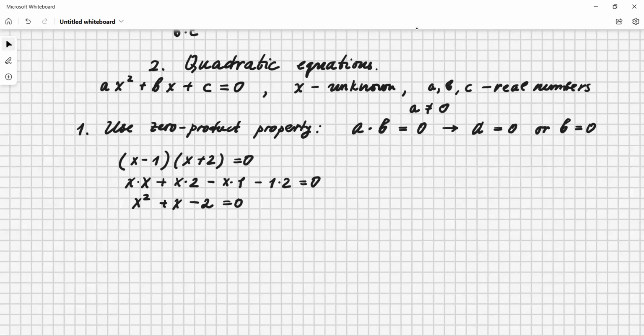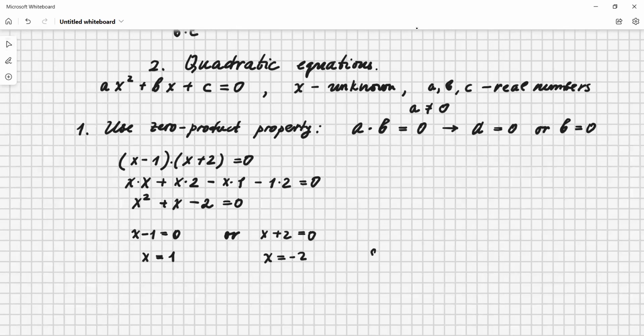But somebody makes us a present. It represents the equation as a product of two expressions. If you have an equation represented as a product, you can use the zero product property. So if the product is equal to 0, either the first factor or the second is equal to 0. So how are we going to write it down? We are going to write down either x minus 1 equals 0 or x plus 2 equals 0. What happens when x minus 1 equals 0? Then x equals 1, and here x equals minus 2.